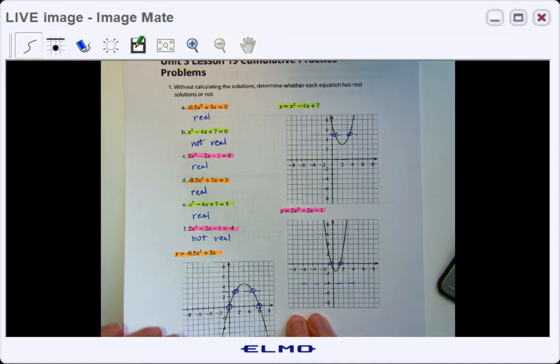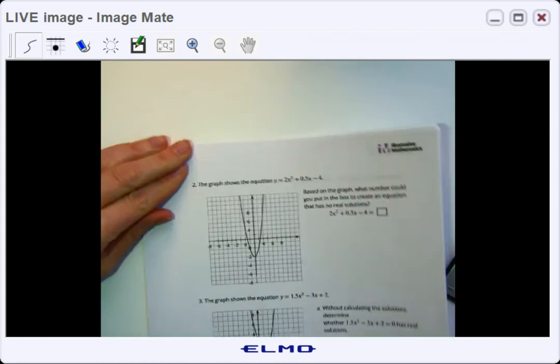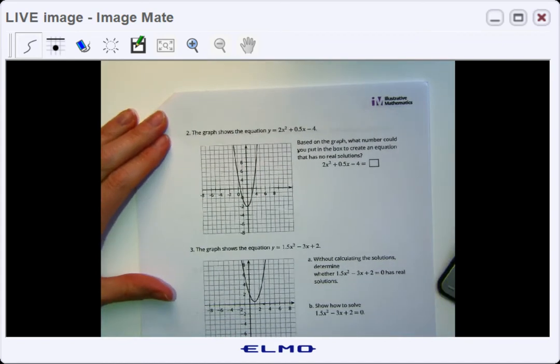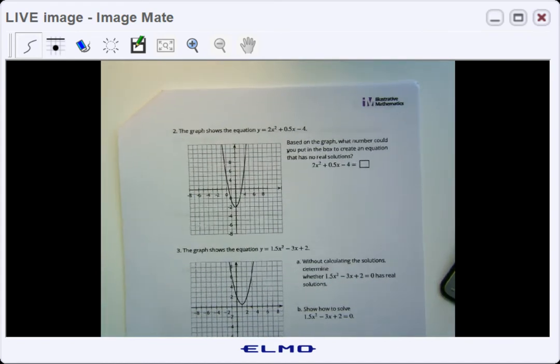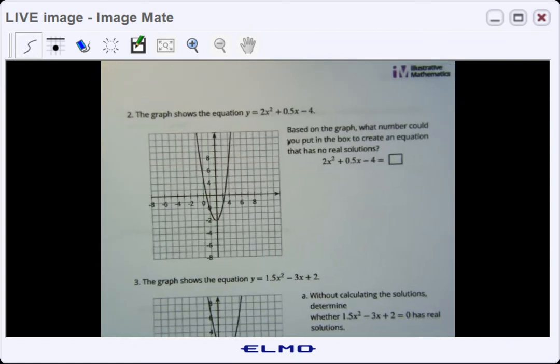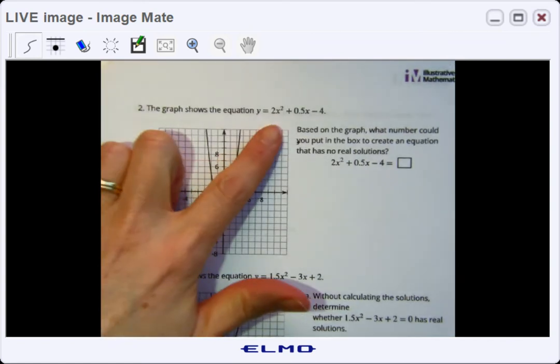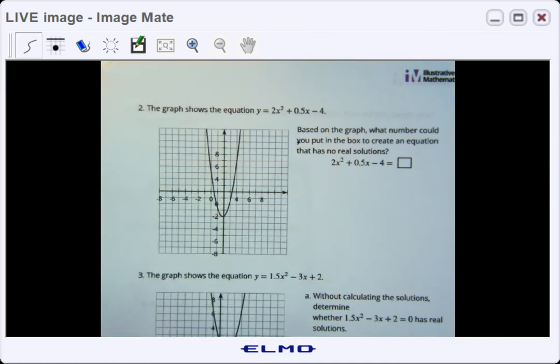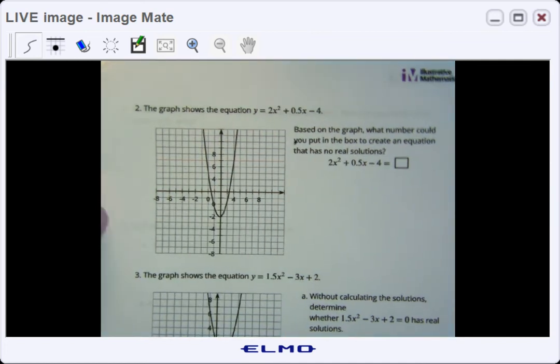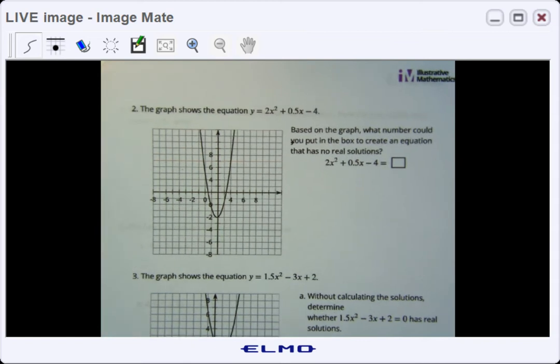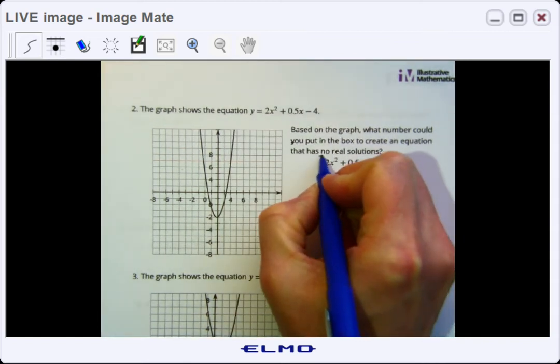Okay, moving on to number 2. The graph shows the equation of, let me zoom in here a little bit. Okay, so the graph shows the equation of y equals 2x squared plus 0.5x minus 4.